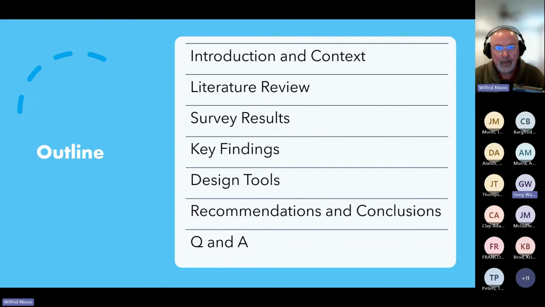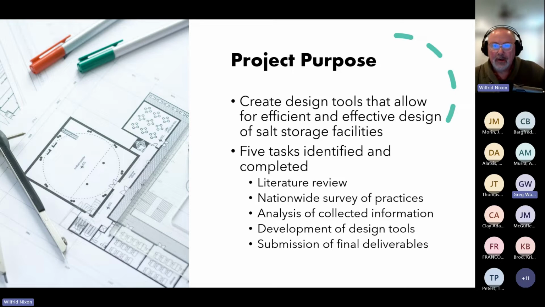result of the presentation. So the purpose of the project was, in essence, to create design tools that would allow us to efficiently and effectively design salt storage facilities. Five tasks were identified and these have been completed: the literature review, a nationwide survey of practices, analysis of the collected information, the development of the design tools, and finally the submission of final deliverables, of which this webinar is part.